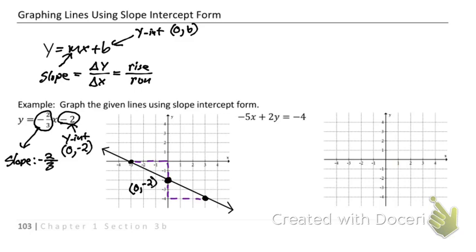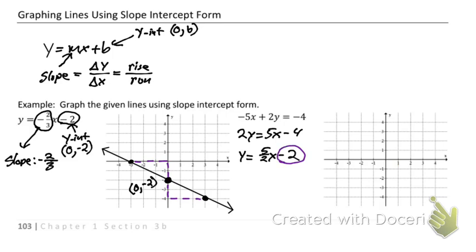Our next one isn't in slope-intercept form. Honestly, if I was solving for this one, I would find my intercepts. I wouldn't waste the time to put it in slope-intercept form. I would just find my x and y intercepts. But we are graphing using slope-intercept form, so we have to put it in slope-intercept form. So that means get your x to the other side. So we're going to have 2y equals 5x minus 4. Divide everything by 2. And we're going to have y equals 5 over 2x minus 2.